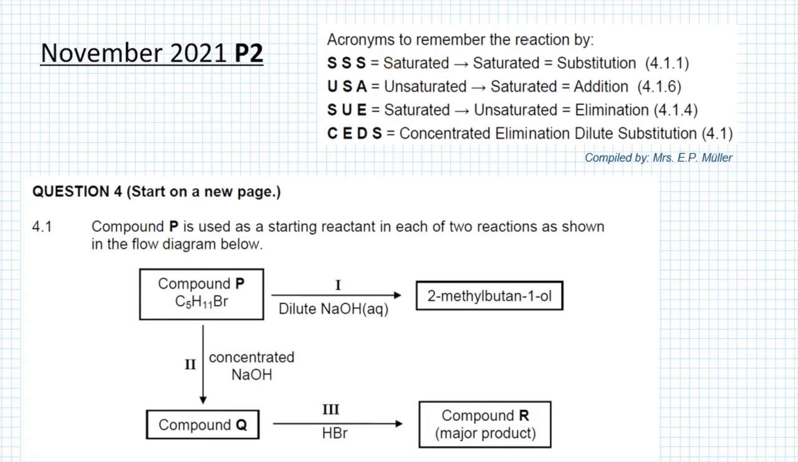This question deals with reactions in organic chemistry. Before we go along and look at the problems, I would like to remind you of a few very useful acronyms that are going to help you in this section. Firstly, we have triple S or SSS, which stands for saturated to saturated is a substitution reaction. We have USA, unsaturated to saturated is an addition reaction. SU, saturated to unsaturated is elimination. And lastly, we have CEDS, concentrated is elimination, while dilute is substitution.